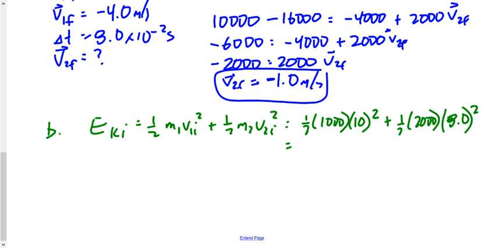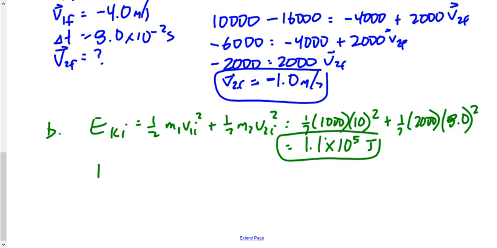When we do this, I believe it works out to be 1.14, or technically I guess it should be 1.1 times 10 to the 5 joules. I don't have my answer key in front of me, but I'm pretty sure that was right, isn't it? Yes, 1.1 times 10 to the 5 joules. All right, good. There's the initial kinetic energy, not of one object. That's not what I want. The initial kinetic energy of both objects combined.